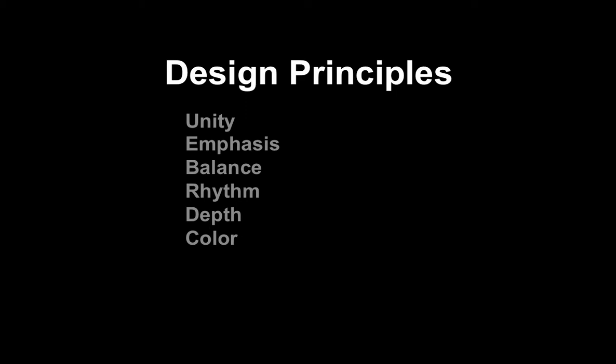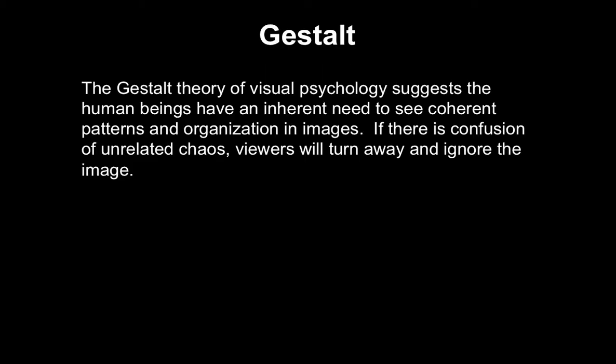I want to show you what it looks like when these are used successfully before you go on to make your own projects. So first things first, there's a rule about how our brains like to process information. This is called Gestalt. So the Gestalt theory says that people need to see pattern and they need to see organization in images. If things are crazy and chaotic, we're not going to pay attention to it, we don't like to look at this.